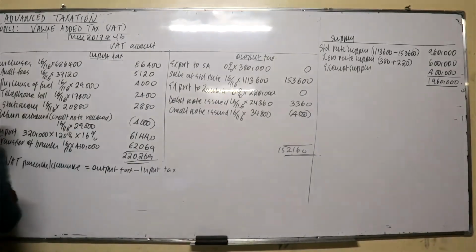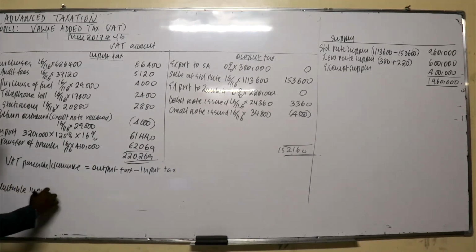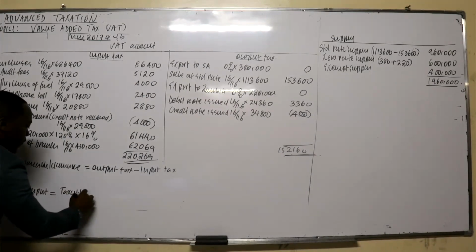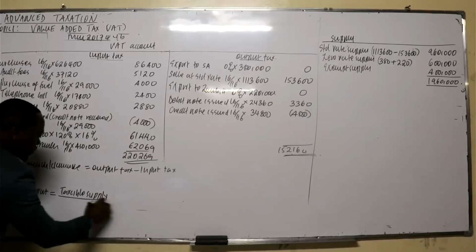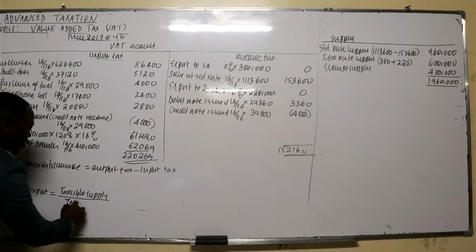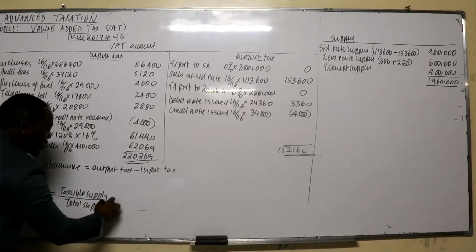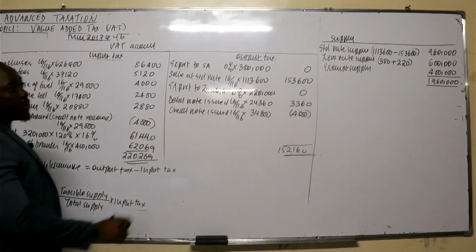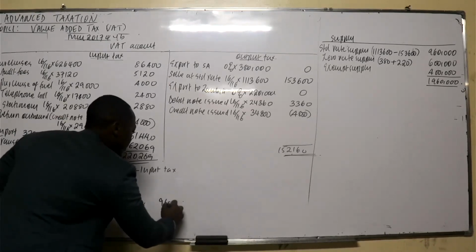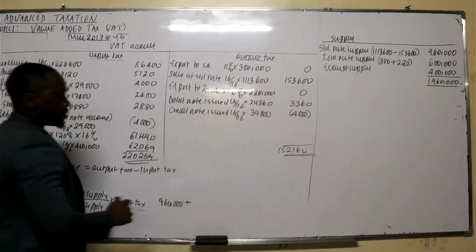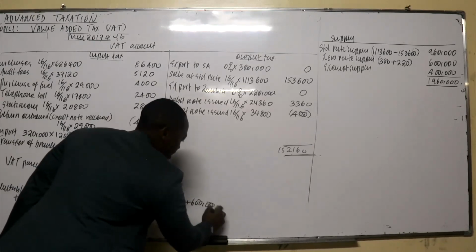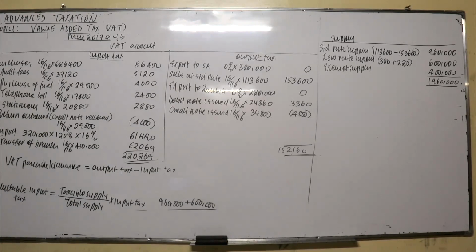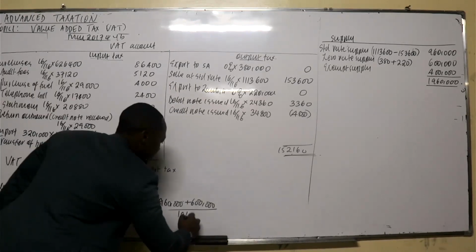So how do we restrict? To get the deductible input tax, we said you take the taxable supplies, you divide by the total supplies, then you multiply by the input tax. We have our taxable supplies. Now, taxable supplies is the standard rate, which is 960. You add 0 rate, 600. That's how you get the taxable supplies. Then you divide by the total supplies. The total supplies is 1960.